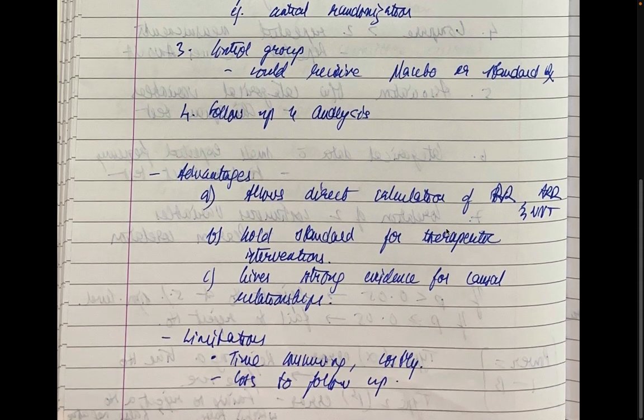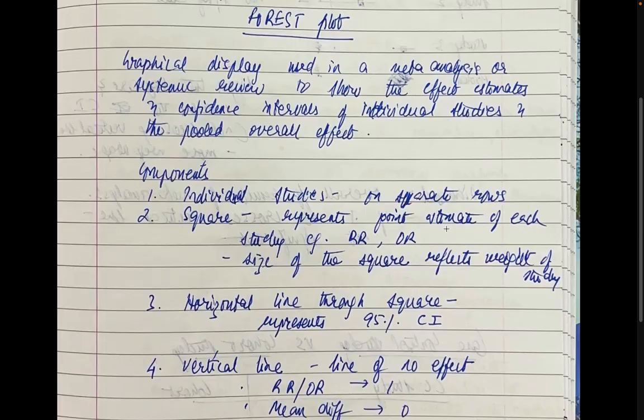The advantages of an RCT: it allows direct calculation of the relative risk, absolute risk reduction, and the number needed to treat. It's a gold standard for therapeutic interventions and gives strong evidence for causal relationships. The limitations are, it is time-consuming, it's costly, and there is always loss to follow-up in many patients.